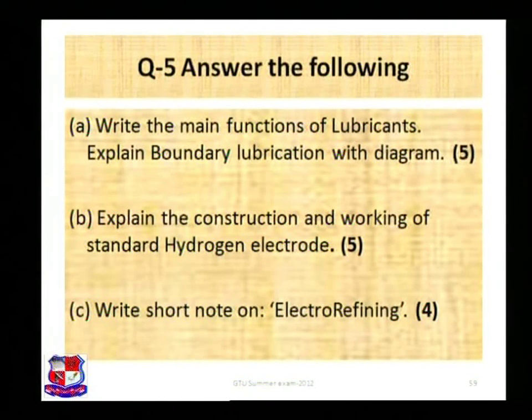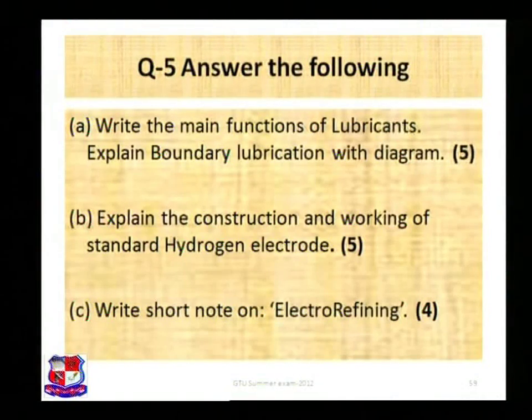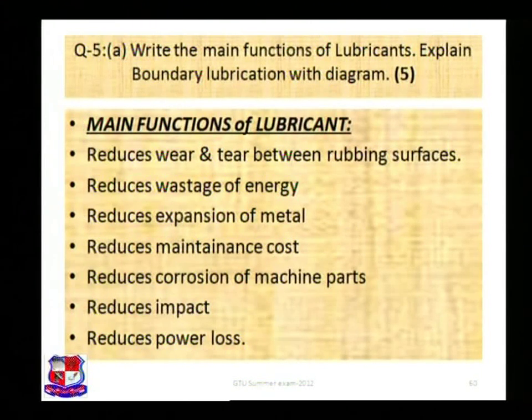Let us try to understand very important questions. That is, question 5 consists of 3 parts. Part A of 5 marks, Part B of 5 marks and Part C of 4 marks. In that you can read out the question. The first question that is seen here is, write the main functions of the lubricant, explain boundary lubrication with diagram. So the first question, what to write, how to write and how much to write. The main function of the lubricant you have to first emphasize. So that is our first duty that is asked in the question.